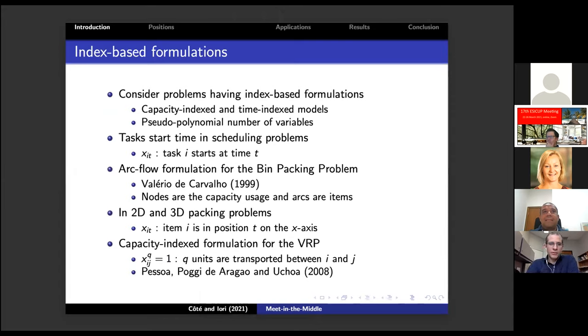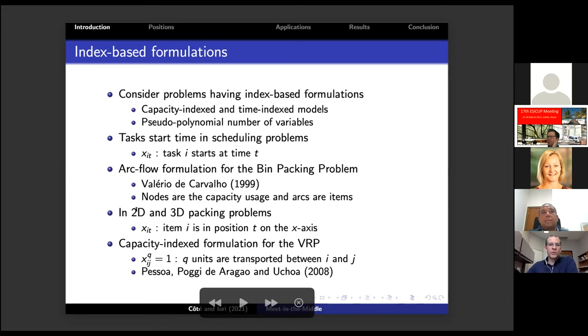For this set of positions, for this set of solutions, we're interested in applying them to index-based formulations. There are many papers in the literature with an index-based formulation. We can think of scheduling problems where we have a variable deciding if a task starts at a specific time, or a capacity-based formulation, like the arc flow formulation for the bin packing problem, where every node is a capacity usage and all the arcs are items. Typically these models have a pseudo-polynomial number of variables that depend on the capacity and the number of items, and they can grow quite large.